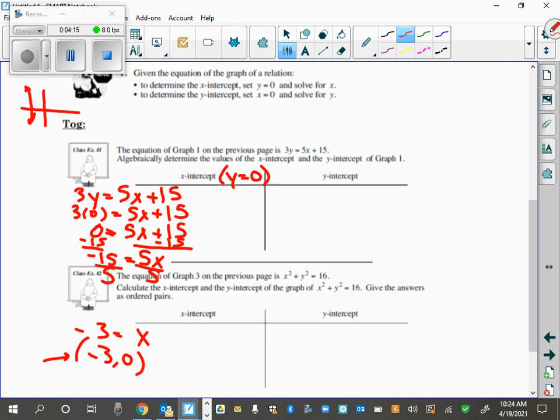And remember, that's the last thing we did on Friday. Remember all the x, y intercepts we put? There's -3, 0, 5, 0, 0, 0, 1, 0. Bravo.